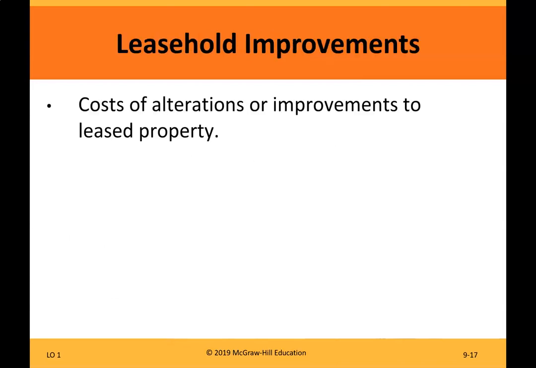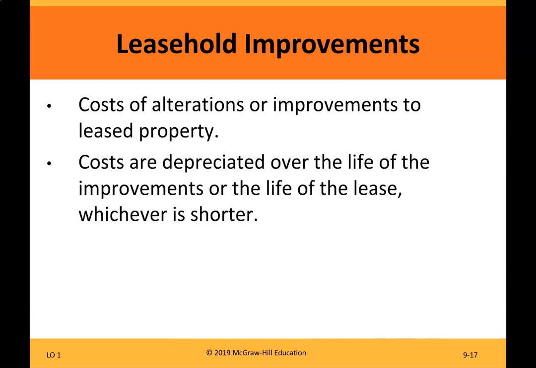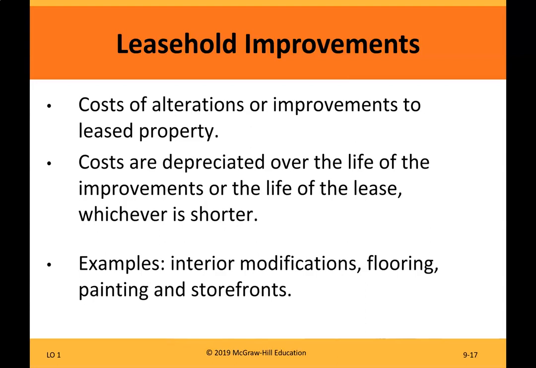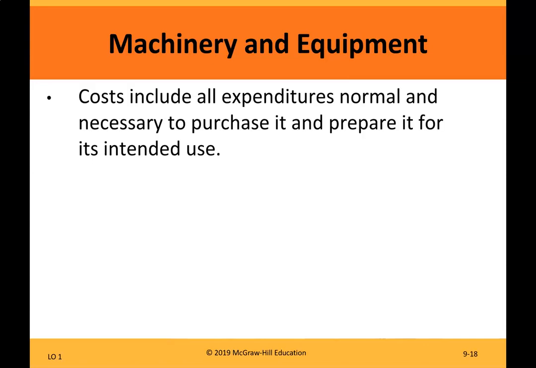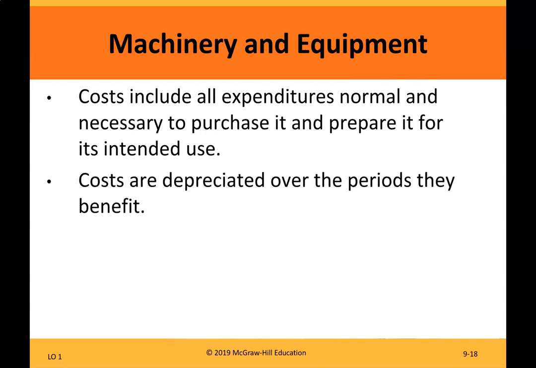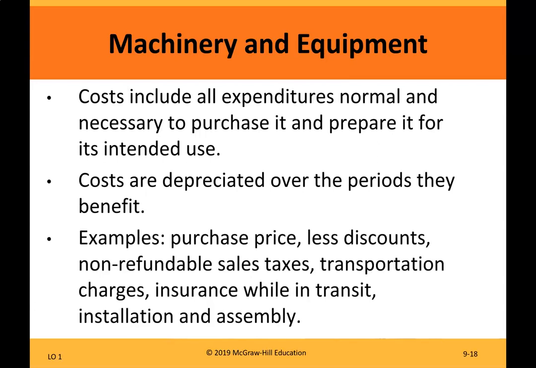Leasehold improvements. Cost of alterations or improvements to leased property. Costs are depreciated over the life of the improvements or the life of the lease, whichever is shorter. Examples: interior modifications, flooring, painting, and storefronts. Machinery and equipment. Costs include all expenditures normal and necessary to purchase it and prepare it for its intended use. Costs are depreciated over the periods they benefit. Examples: purchase price less discounts, non-refundable sales taxes, transportation charges, insurance while in transit, installation, and assembly.